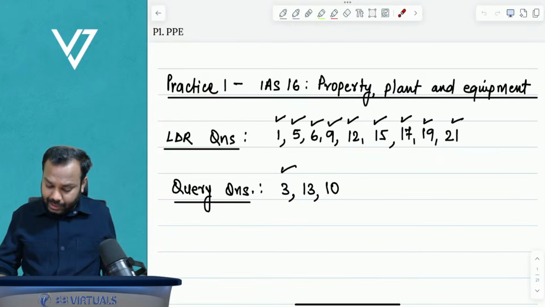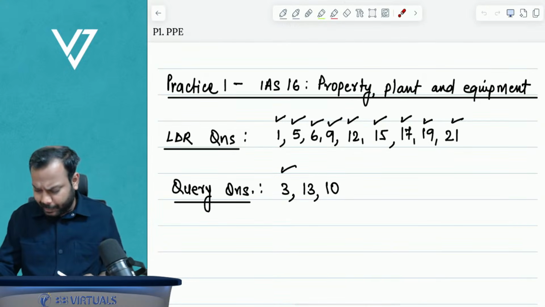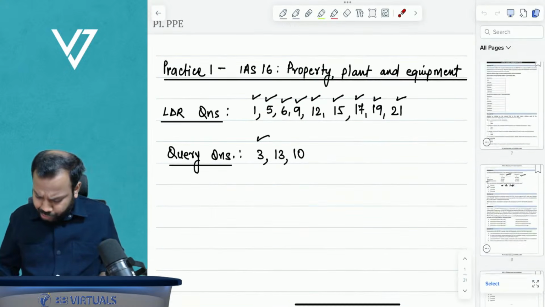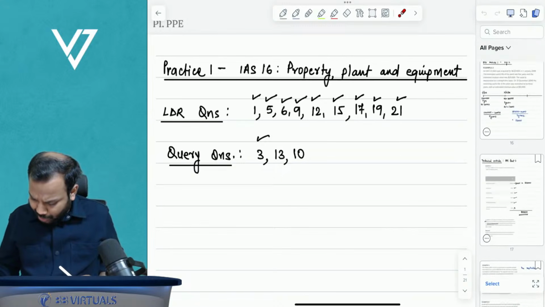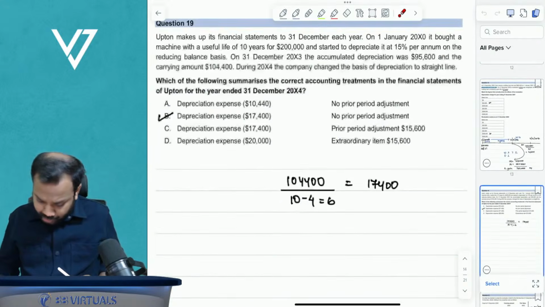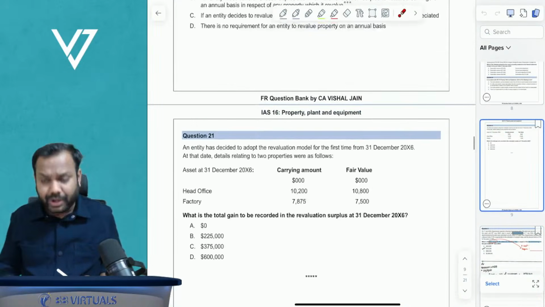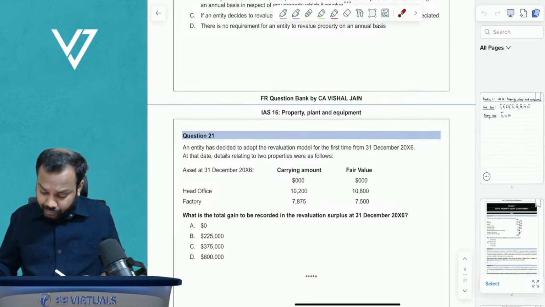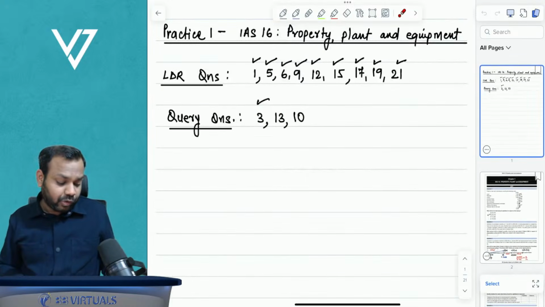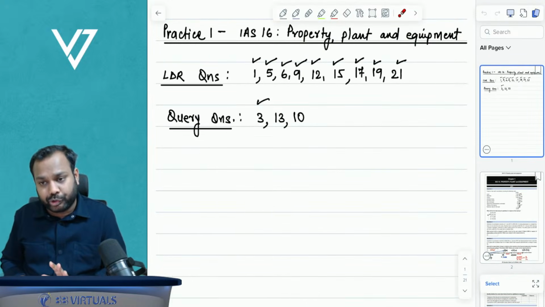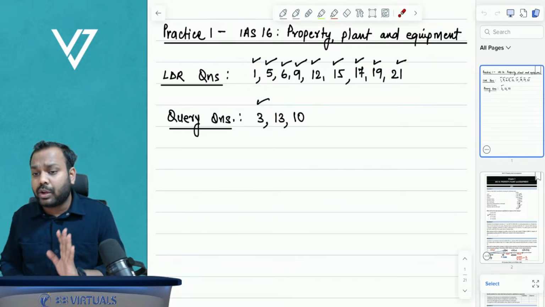So let's suppose we take up one chapter, property, plant, equipment. How many questions does it have in total? It has 21 questions. And out of 21 questions, first of all, I will ask you to solve questions and accumulate your queries.